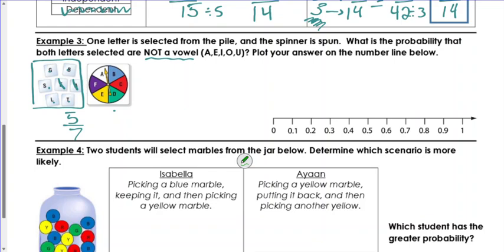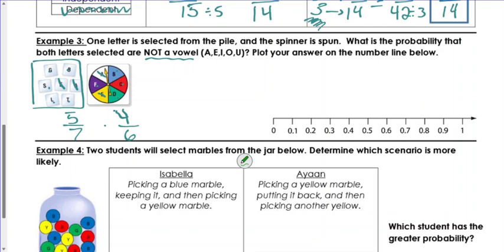On the spinner, same thing, not A or E, but we can get any of the other ones. That's 1, 2, 3, 4 out of 6. So the chance that we get not a vowel on the first one is 5 out of 7. The chance that we get something that's not a vowel on the second one is 4 out of 6. Now we can multiply those together.